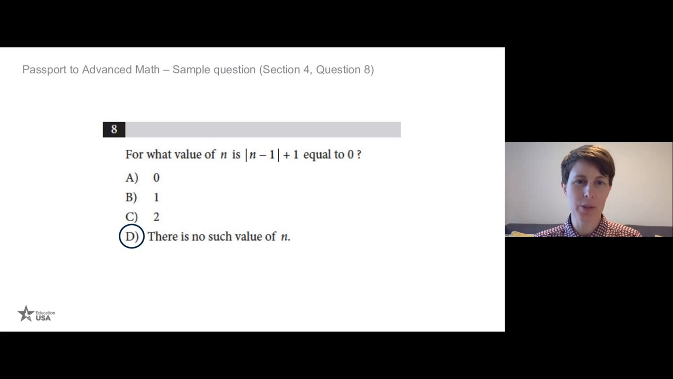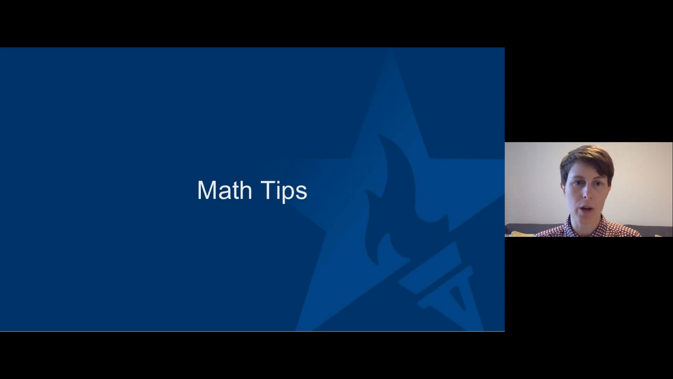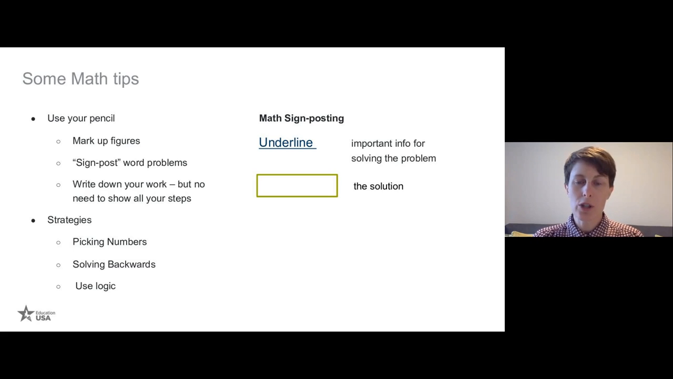So the answer to this one is D. There is no such value as N. So again, use the answer booklet I've put in the handouts just to learn more about absolute value, or make a note to study up on that concept if that's not something you're familiar with. So let's transition into the tips and strategies that we're going to use, and then we're going to practice them.